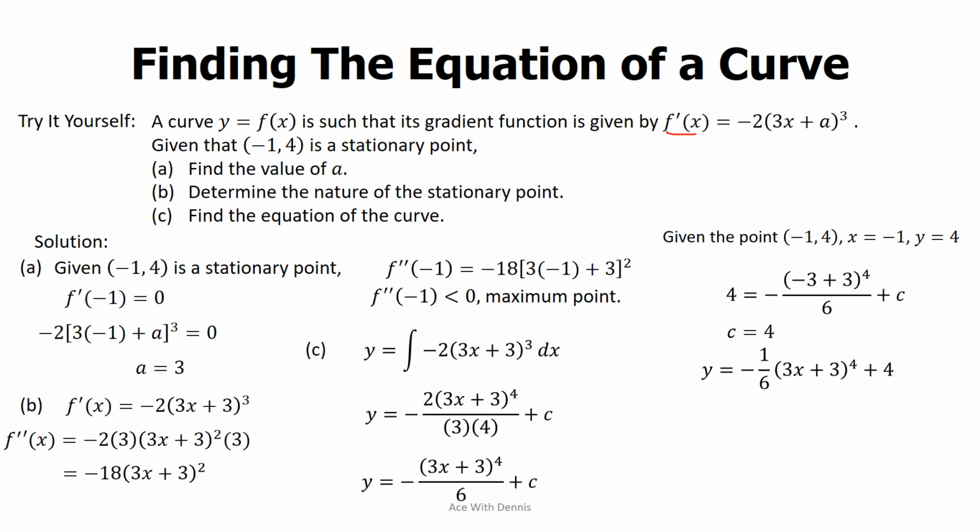Therefore, the equation of the curve is y equals negative 1 over 6 times (3x plus 3) to the power 4 plus 4, or y equals negative 81 over 6 times (x plus 1) to the power 4 plus 4, which means we actually factorize the common factor 3 here, and it becomes 81. So when you simplify, it becomes y equals negative 27 over 2 times (x plus 1) to the power 4 plus 4.